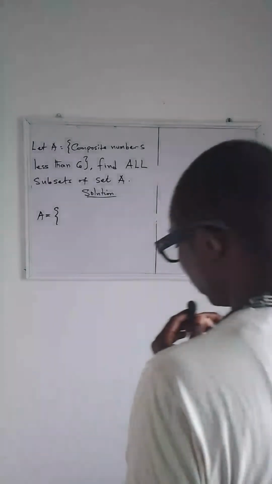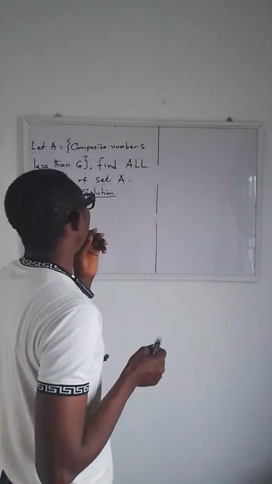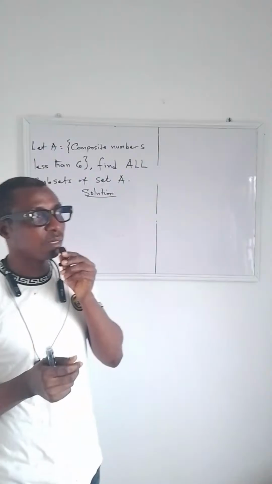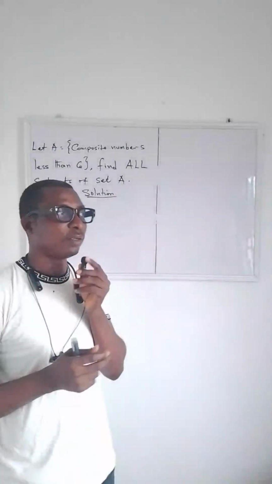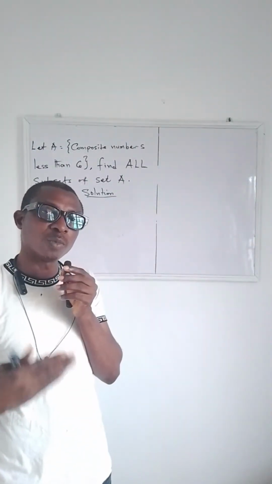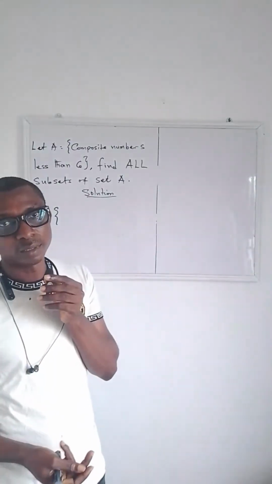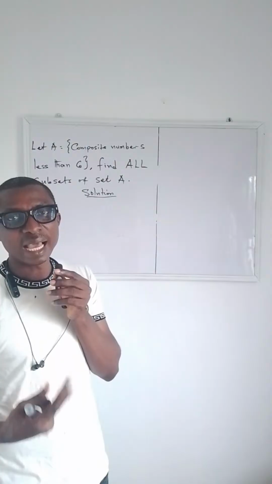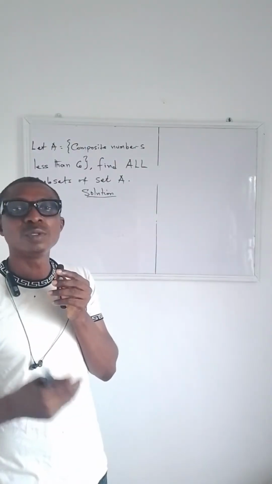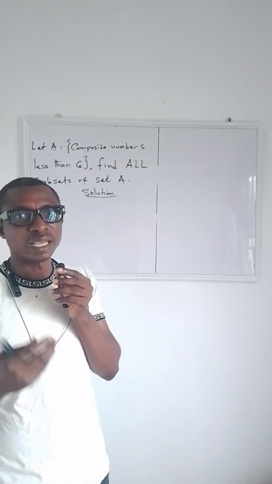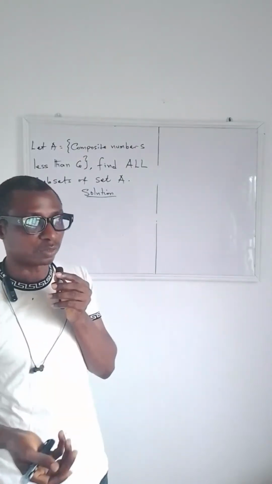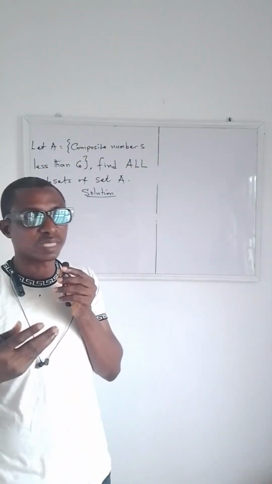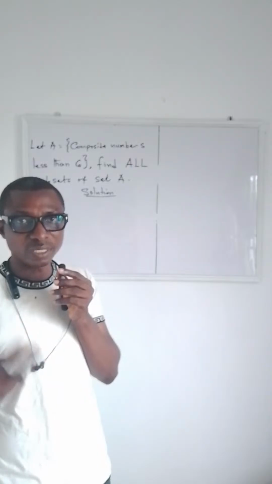Okay. Now let's look at it together. Composite numbers less than 6. The first thing is to know what composite numbers are. By definition, composite numbers are natural numbers that have more than 2 divisors. So composite numbers are natural numbers that have more than 2 divisors.